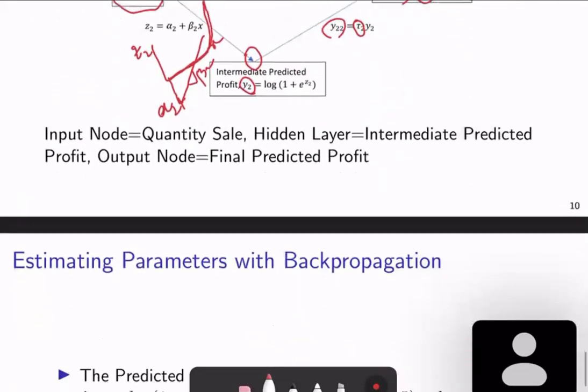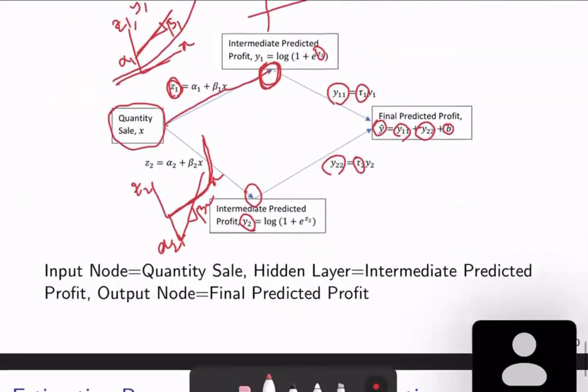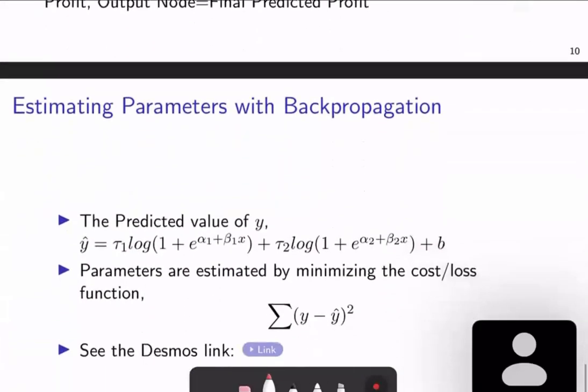if we go to Desmos. But before going to Desmos, I can summarize. We can combine all the parameters into one function, y hat. So what is the y hat? Y hat is the weighted average of y11, and y11 takes the exponential power of z1, where z1 means alpha 1 plus beta 1 x. And the other part of y hat is the weighted average, where the weight is tau 2, of y22. Y22 is the log of 1 plus e to the power of alpha 2 plus beta 2 x, which is z2, and that makes y22. And then there is B, which makes a correction.